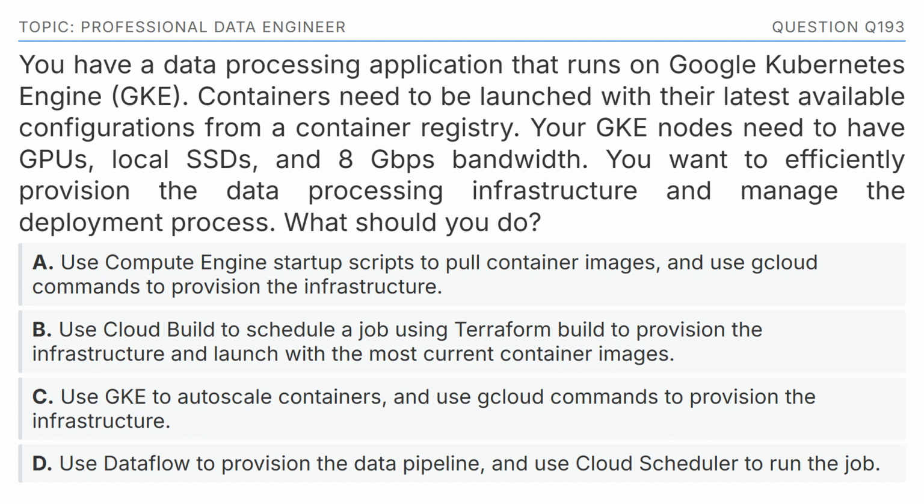What should you do? The options are: Option A, use Compute Engine startup scripts to pull container images, and use cloud commands to provision the infrastructure. Option B, use Cloud Build to schedule a job using Terraform Build to provision the infrastructure and launch with the most current container images. Option C, use GKE to autoscale containers, and use cloud commands to provision the infrastructure. Option D, use Dataflow to provision the data pipeline, and use Cloud Scheduler to run the job.